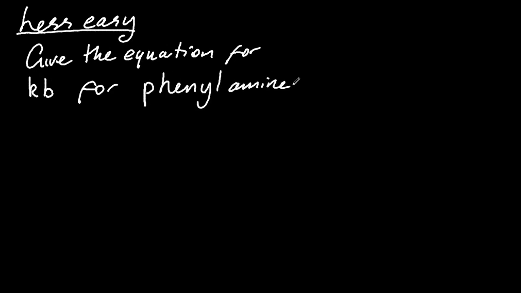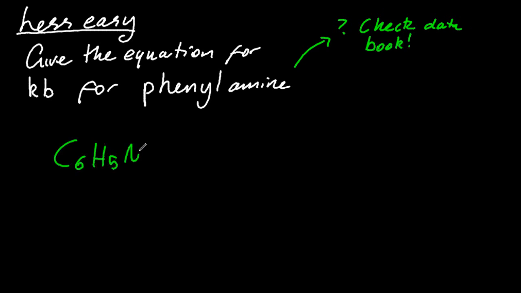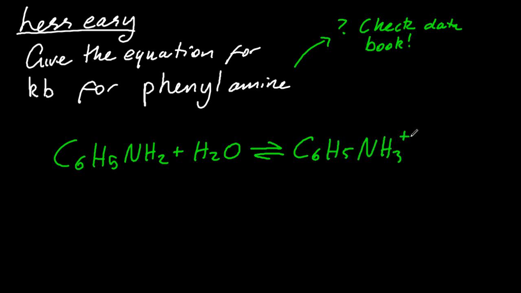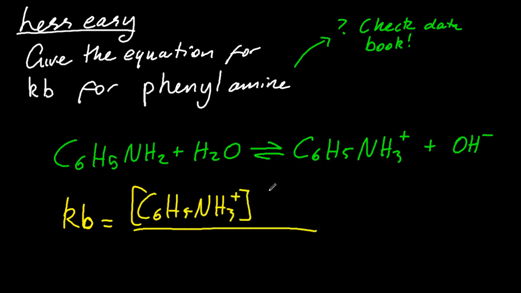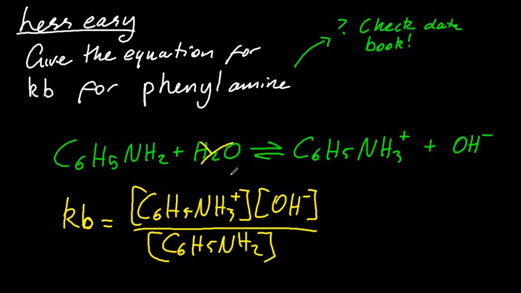And the trickiest example that I can find for Kb is for phenylamine, which is in the data booklet. So phenylamine plus water, make sure you've got hydroxide ion somewhere, and then whatever's left, the conjugate acid, that's the other thing. So once again, products multiplied together at the top, divided by the concentration of the reactants at the bottom. Ignore the water. No problem.